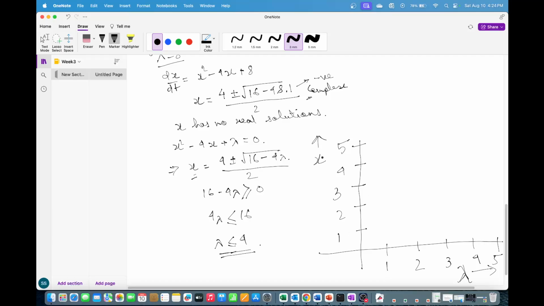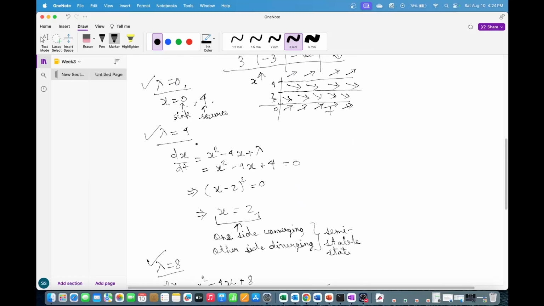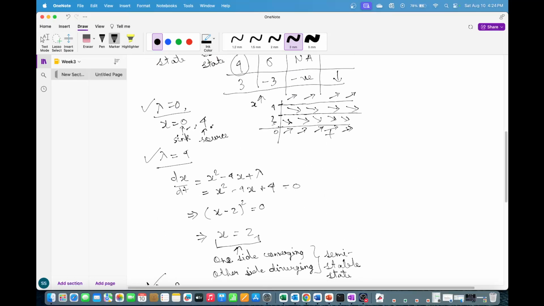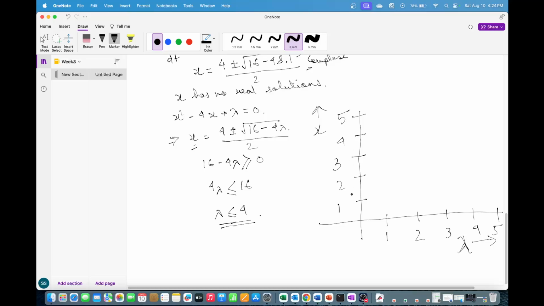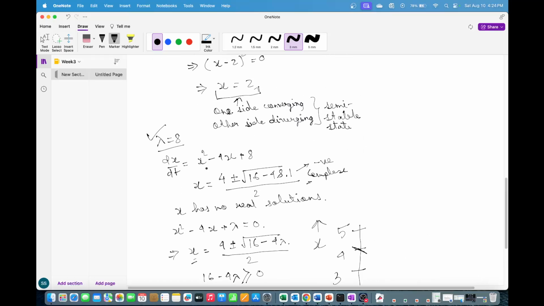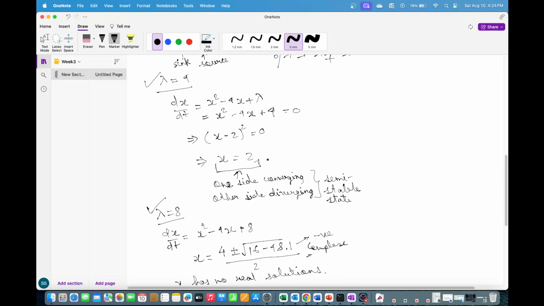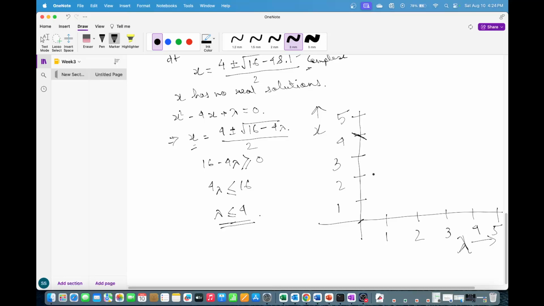Basically x is given on your y-axis. For lambda equal to 0, you have two values of x, 0 and 4. So lambda equal to 0 is given by the x-axis. So 0 and 4 are the two values of x for lambda equal to 0. Now for lambda equal to 4, we calculated the value of x is 2. So for lambda equal to 4, it will be somewhere here.